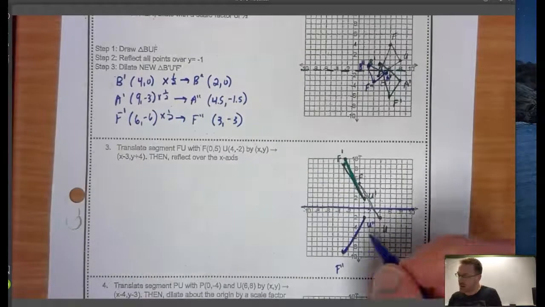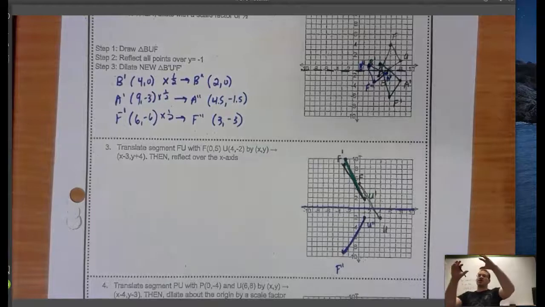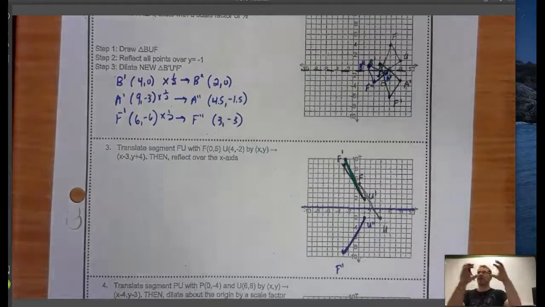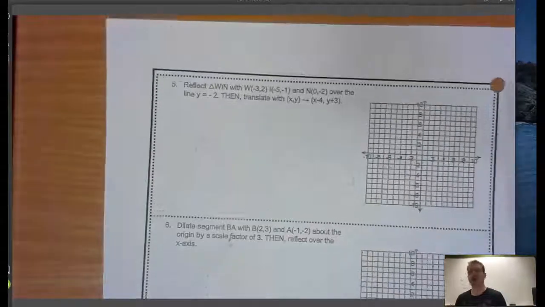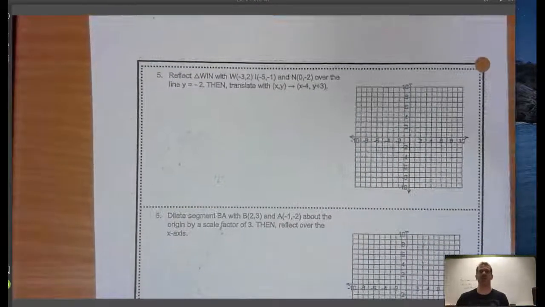But there you go. And you can see that really we have the same segment. It preserves size and shape, because we know that reflections and translations are isometries. So that leaves you to finish 4, 5, 6, and 7 on your own, and then we will see you next time.